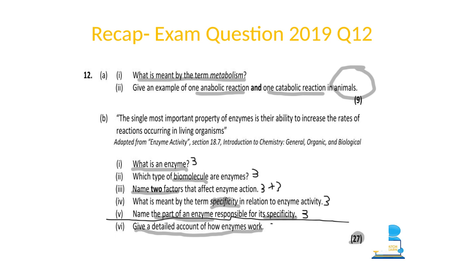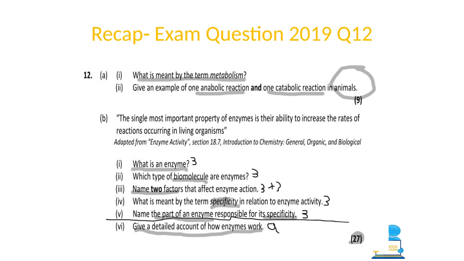So this last part here is worth 9 marks. And in biology, if anything is worth 9 marks, you must give 3 points. If it's worth 6 marks, we give 2 points. If it's 12 marks, we give 4 points. So generally we will say 3 marks means you must give 1 point about this particular aspect of the topic. So give a detailed account of how enzymes work.